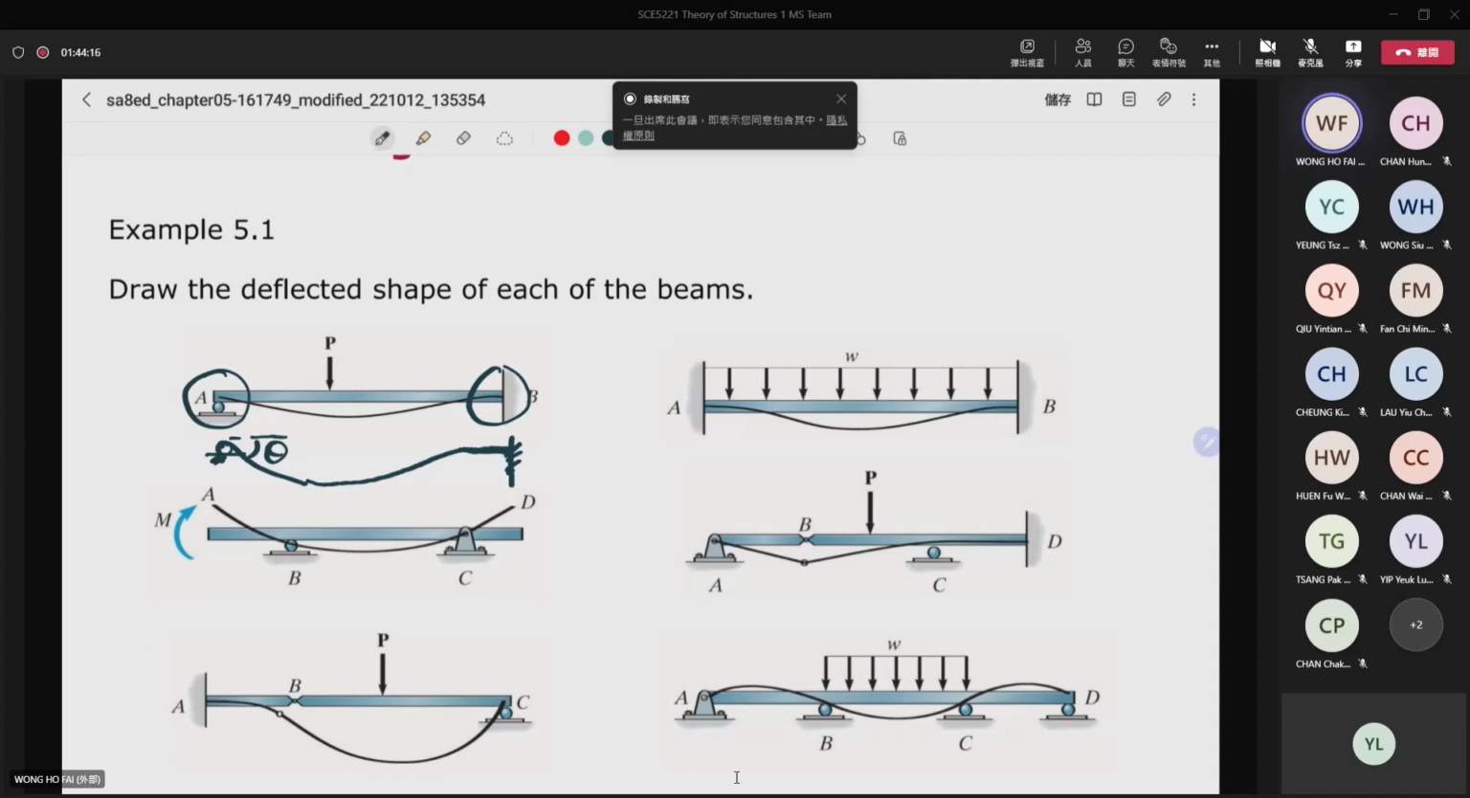And then for the structure with fixed ends on both sides, you can see that for a fixed end, both the rotation and the deflection are equal to 0. But in between, it will deform like that. So here it becomes a shape something like that.